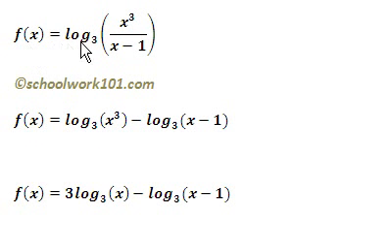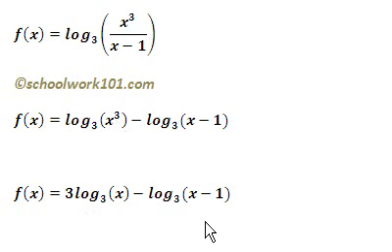We have f of x is equal to log base 3 of x cubed over x minus 1. First thing I'm going to do is break this up. You definitely do not want to be taking the derivative of this as is. That means the quotient rule, which is just nasty. So let's break it up first and then take the derivative of each one of these separately. Fraction means minus sign.